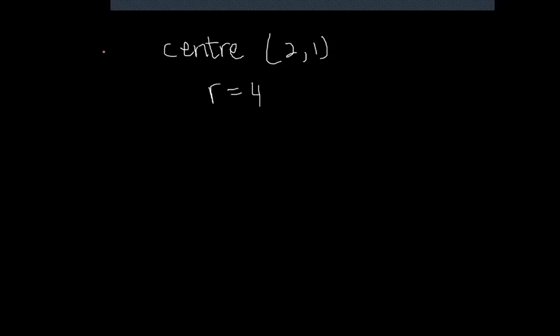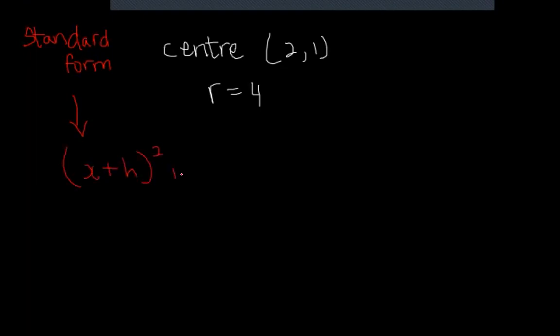And what do they want us to do? They want us to write this in standard form. What is standard form? You need to remember that the standard form of the equation of a circle is (x plus h) squared plus (y plus k) squared is equal to r squared. So when they ask us for the standard form, this is how they want the answer, in this form.